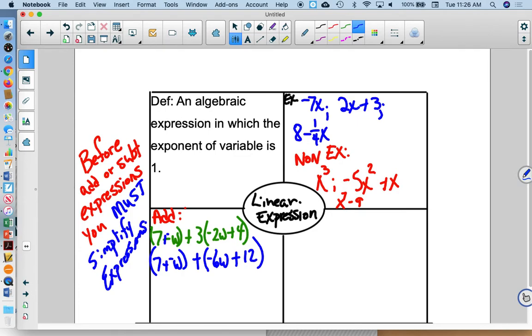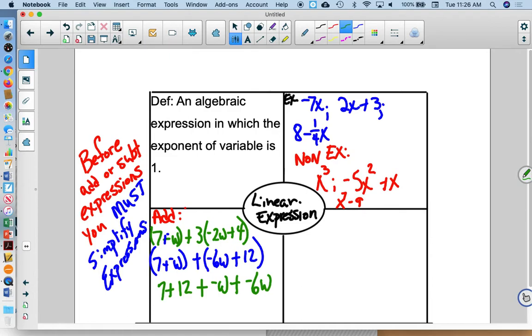Rearrange the terms and combine them. Rearrange the terms. Okay? So I'm going to rearrange things. I got 7 plus what? Somebody tell me, what's 7? Negative W. No, I'm rearranging. Plus 12. 7 plus 12. Plus what? Negative W. Negative W plus what? Negative 6W. Are my terms now rearranged?